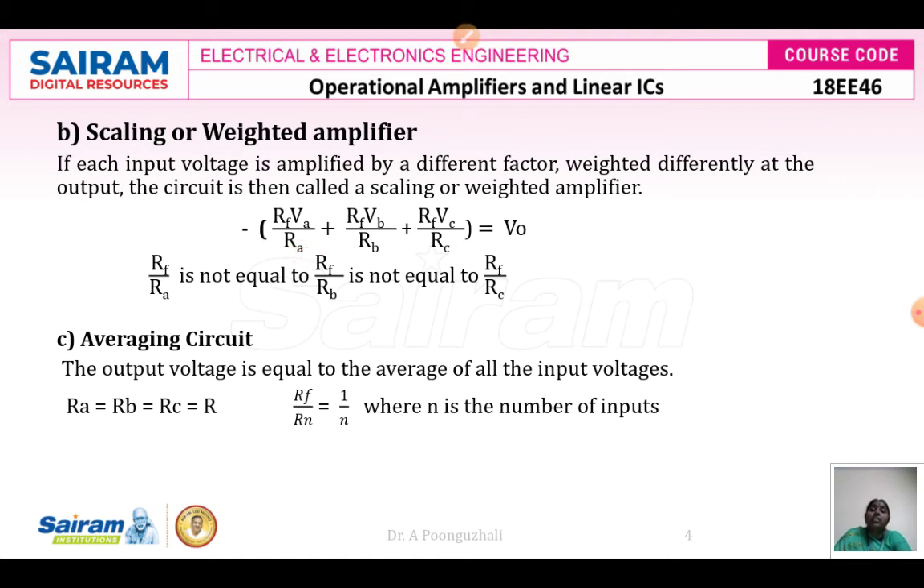Here in this case RF by RA is not going to be equivalent to RF by RB, and that is not going to be equivalent to RF by RC. The third type of circuit is going to be your averaging circuit.